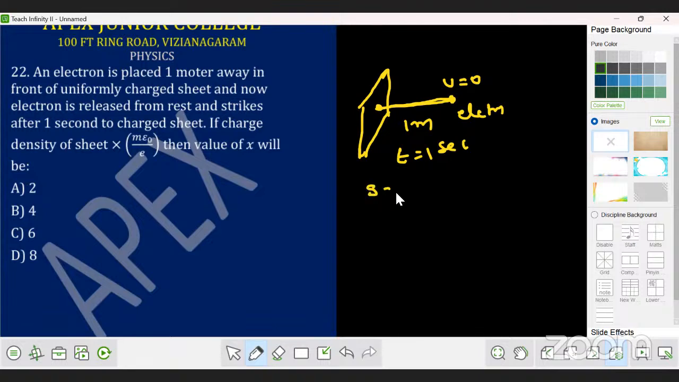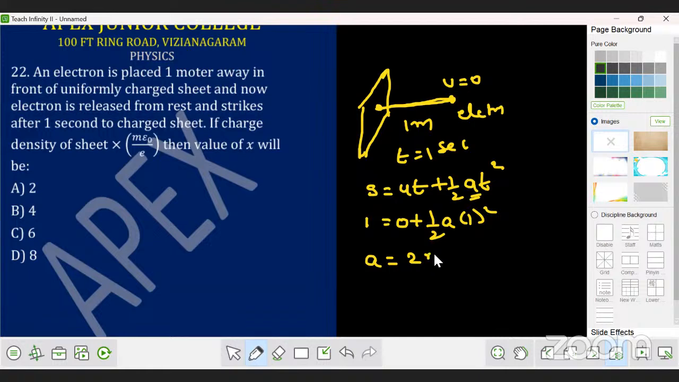So, distance S is given. Which formula can we use? S equals ut plus half at square. Then it will be easy to calculate acceleration. S is given as 1 meter. Of course, u is 0, plus half into a into 1 squared, since within 1 second it traveled. So a will be 2. Acceleration is 2 meter per second square.